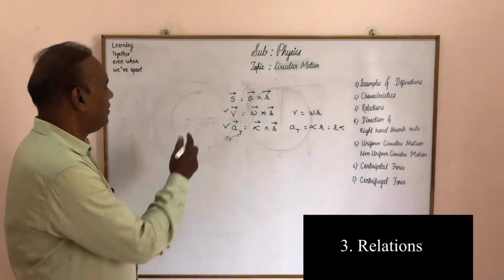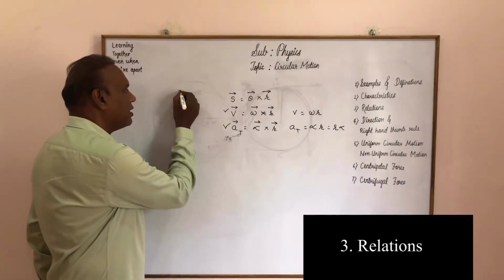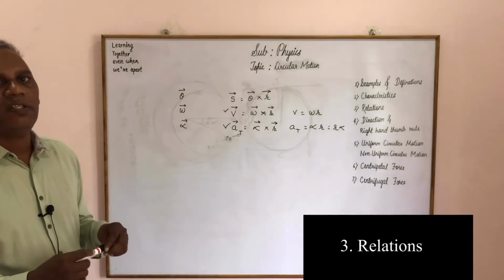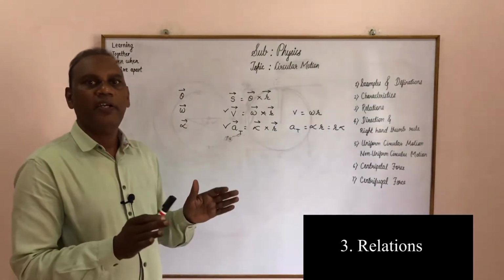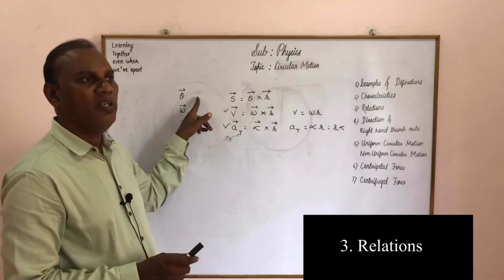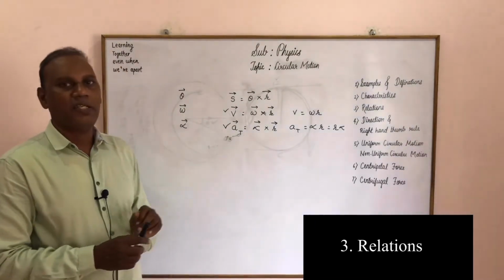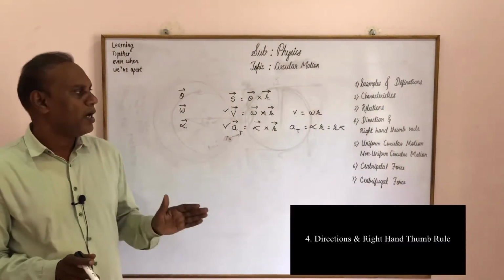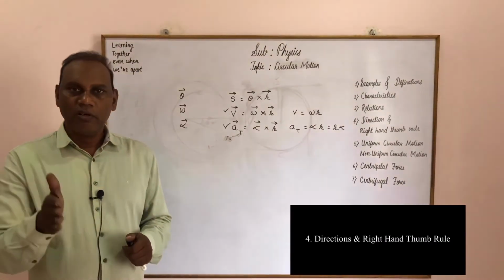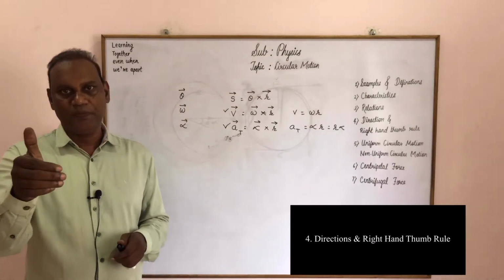Angular displacement, angular velocity and angular acceleration are vector quantities, and vector quantities are determined by a direction, and the direction of angular displacement, angular velocity and angular acceleration is determined by the right hand rule. The right hand rule is to curl the fingers of the right hand in the sense of rotation.